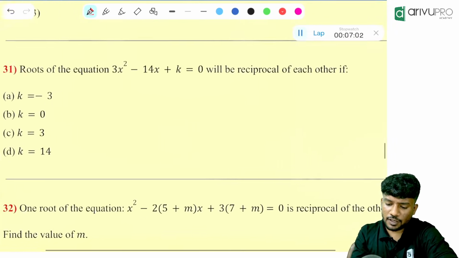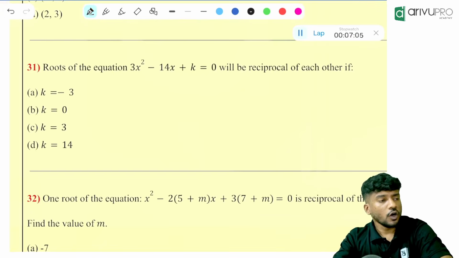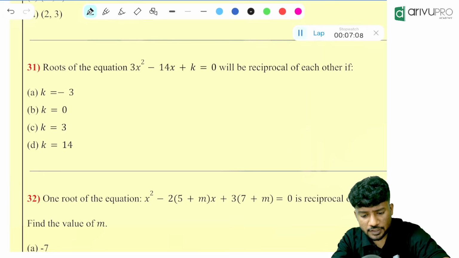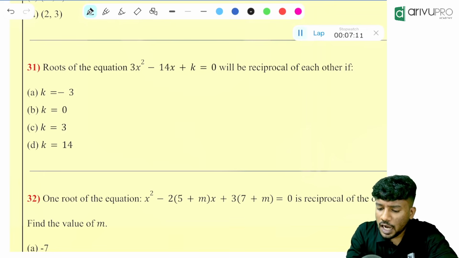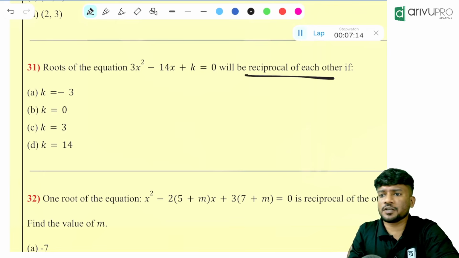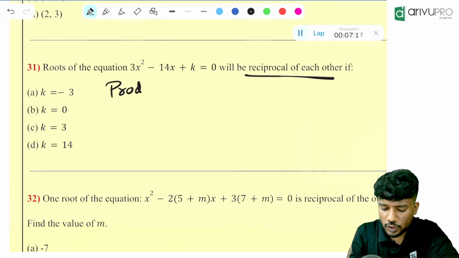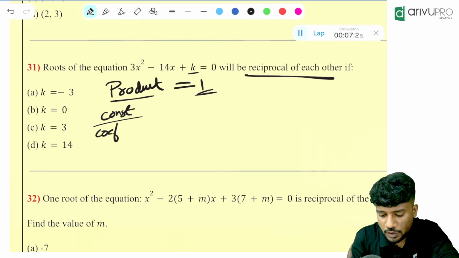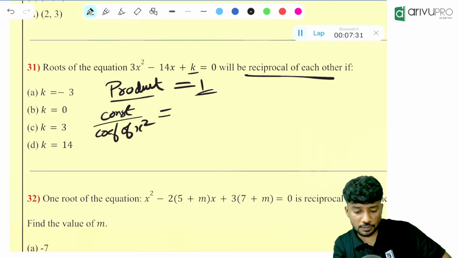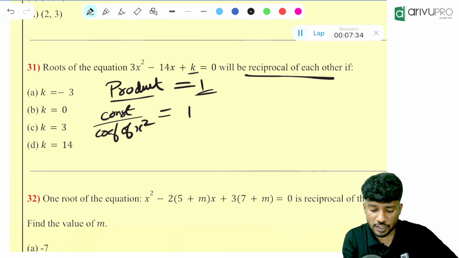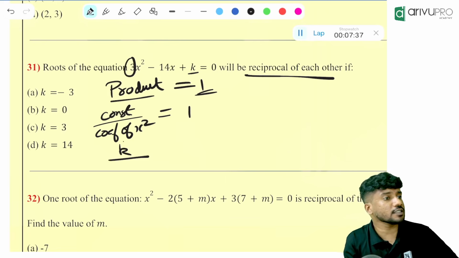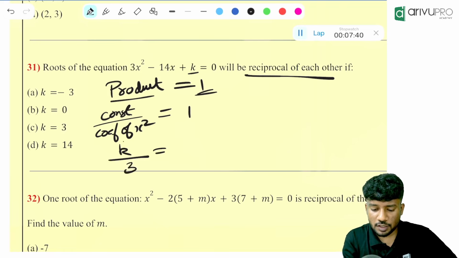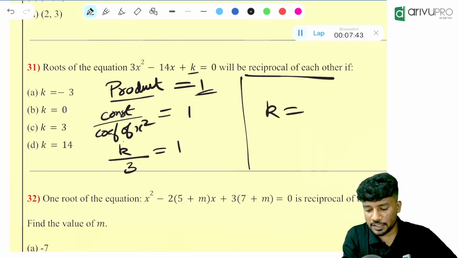First question, people, have a look over here. Roots of the quadratic equation 3x square minus 14x plus k is equal to 0 are reciprocal to each other. Reciprocal to each other means what? The product is equal to 1. Now you tell me what is the product. Product is nothing but constant term divided by coefficient of x square, which is equal to how much, people? Constant term is how much over here? k. Divided by coefficient of x square is how much over here? 3. Which is equal to what? 1. Now you tell me what is the value of k. k is equal to 3.